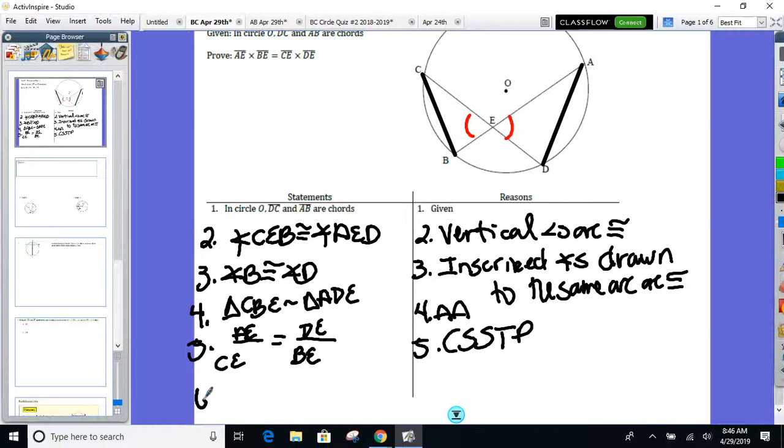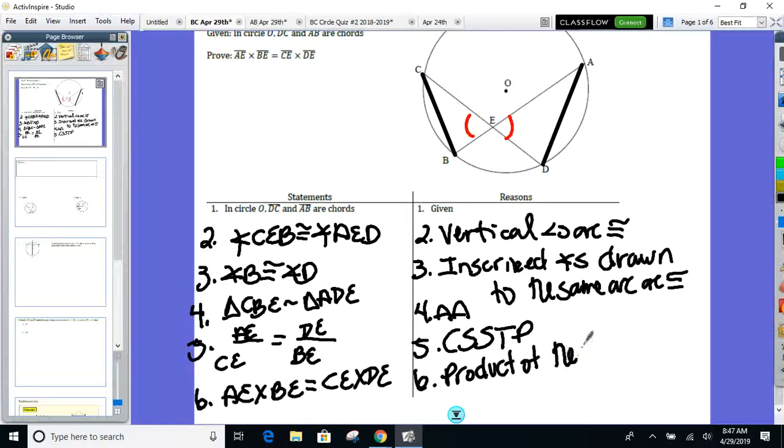Because when I multiply AE times BE, that'll be the same as CE times DE. Anybody going to dig deep for this one? I won't call anybody, but product, because I multiplied, yep, product of the means equals product of the extremes, yep. Good to get refreshed here with a proof. All right, but why did I just select this one to make your lives miserable as you came back?